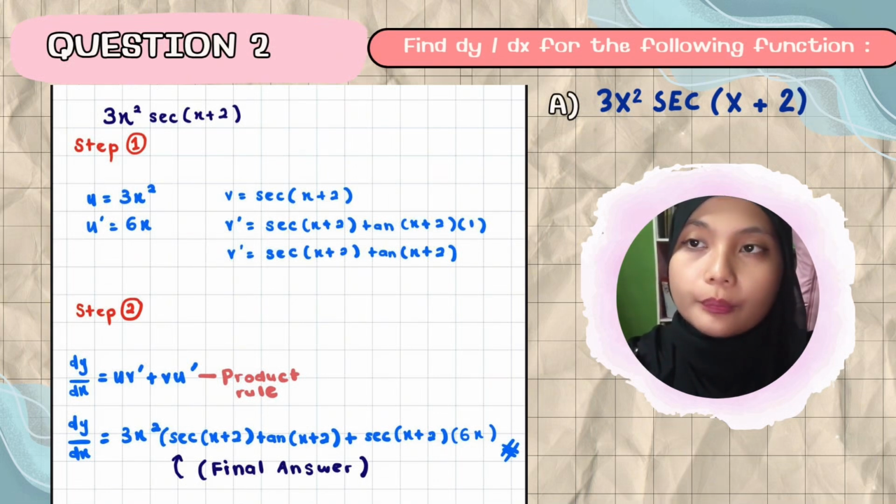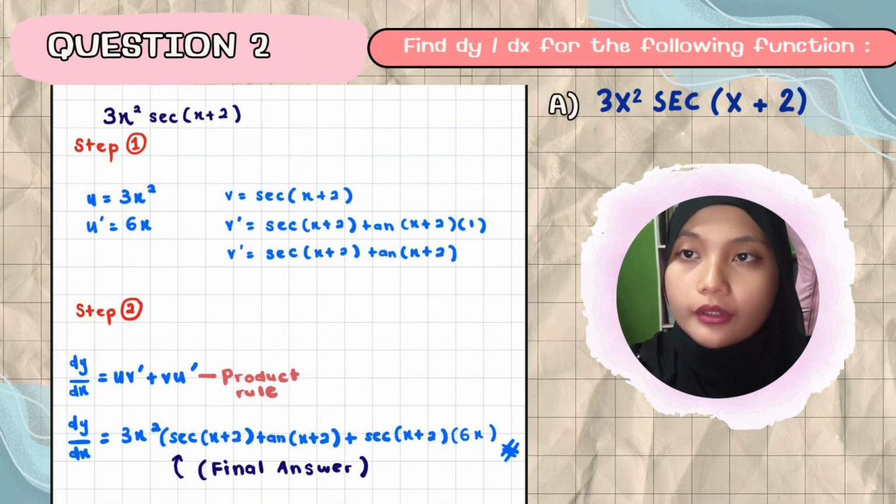So step 1, we will differentiate u first. u equals 3x^2, so u prime will be 6x. And for v, we differentiate the sec first. So v prime will be sec(x + 2) tan(x + 2), and we differentiate the bracket x + 2, which becomes 1. So v prime will become sec(x + 2) tan(x + 2).